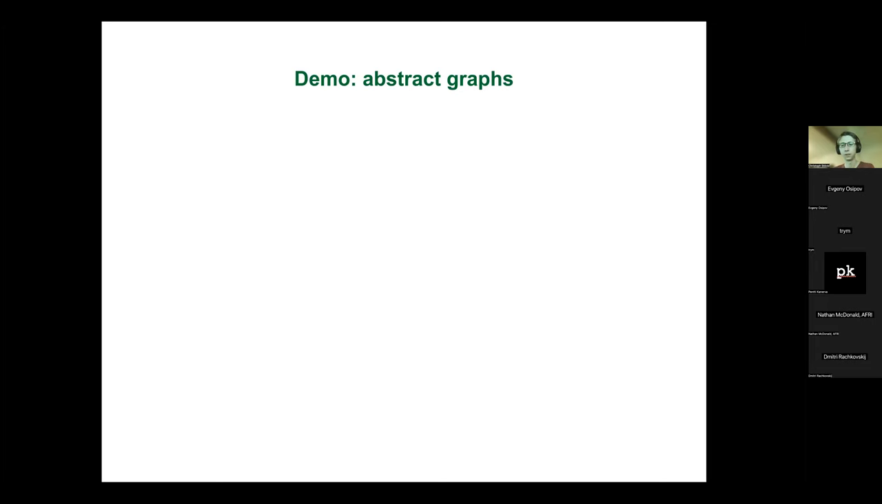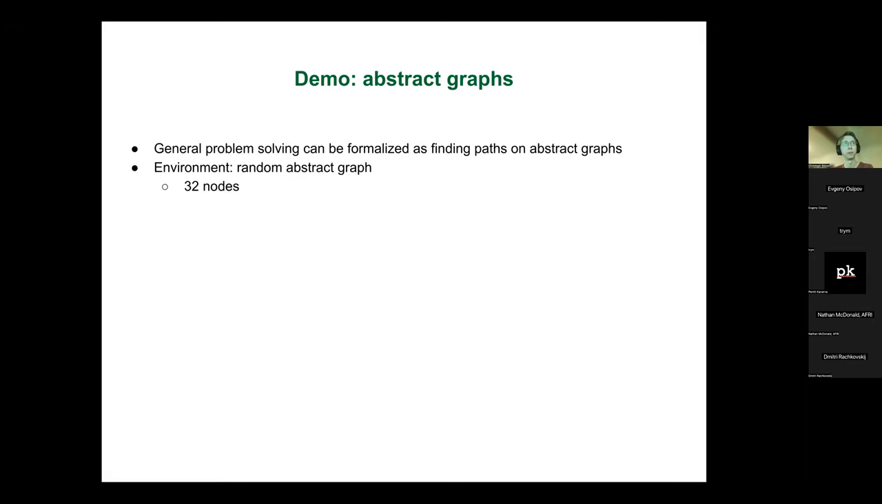So before we dive deeper into the CML, it's useful to have one of the key demonstrations in mind, which is about abstract graphs. Here the problem is this general problem of finding shortest paths on abstract graphs, and a lot of different tasks can be formulated as that. The environment that we consider here is just a random abstract graph with 32 nodes. It's undirected, it has 2 to 5 edges per node. And traversing an edge in one direction is considered to be an action in this task.